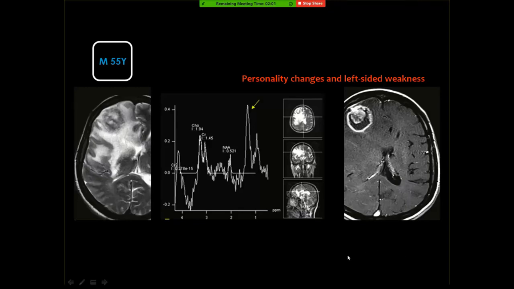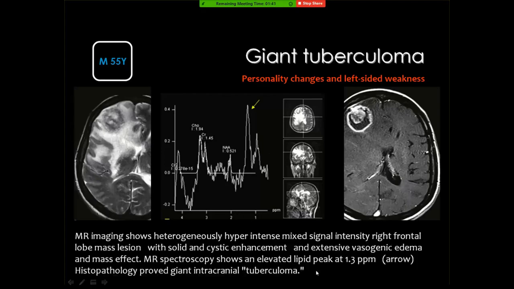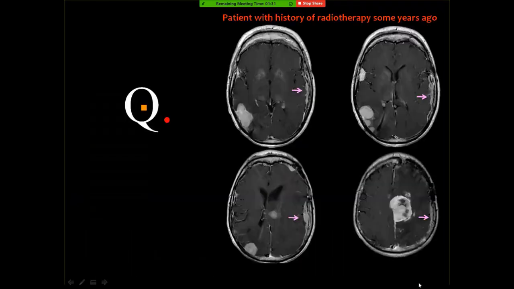This is one of the rules which should be followed: if you have a lesion like this on MRI, but you have the MRS and you do not see the appearance of a tumor, think of infection. And this was a giant tuberculoma. And here you cannot see the tumor peaks, but you see the lipid peak, which is very prominent in inflammatory conditions.